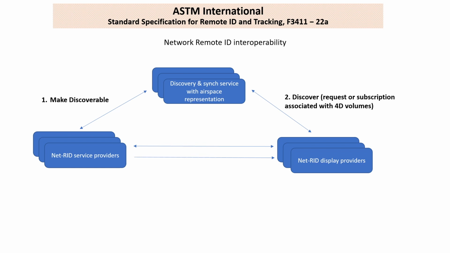The display service provider interacts with the discovery and synchronization service, and in response, a client is able to see basic information about flights in a particular area. Later on, the display service provider can get additional information, get details about a particular flight from the service provider on step 3. And on step 4, whenever the service provider has updated real-time data about flights in a particular area, it can notify the display service provider about changes in operations. So the client will see a real-time picture in his application.